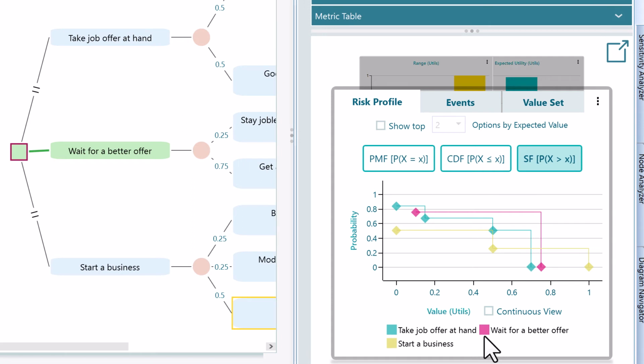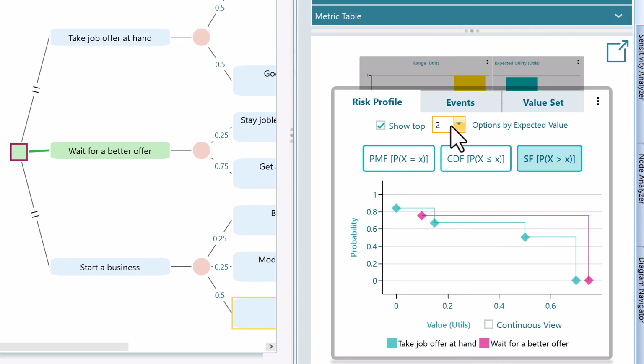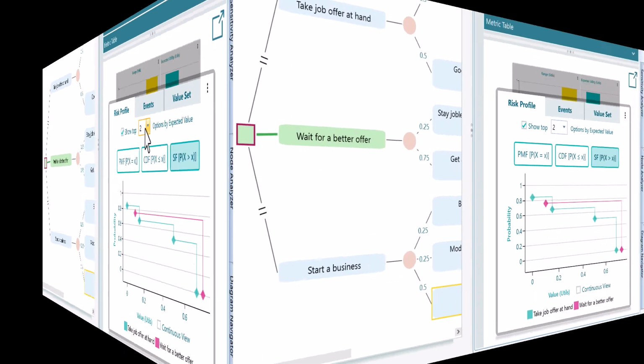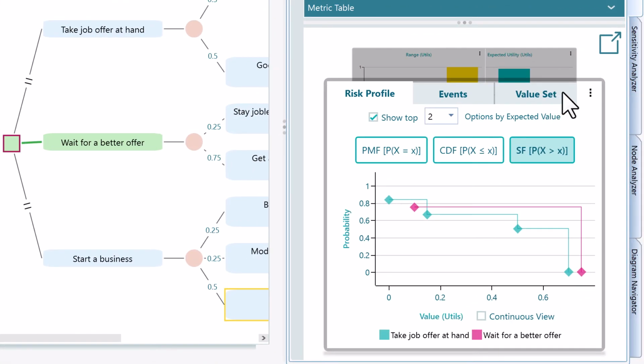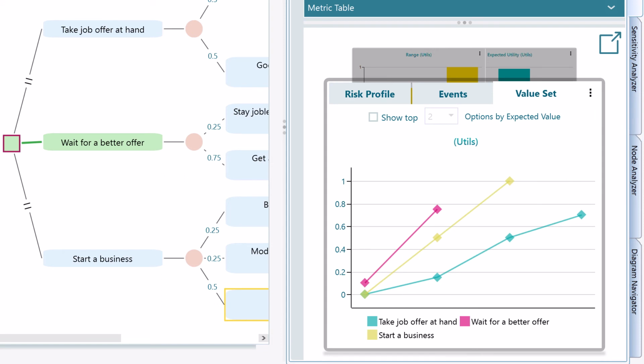For complex decisions, it can be tedious to study many risk profiles. Thus, it is better to look at the first couple of risk profiles based on expected values. Therefore, when you have more than two actions, you will see a drop-down box showing up in the risk profile chart. From the tab, select the Value Set, and you will get another risk perspective of the action outcomes.